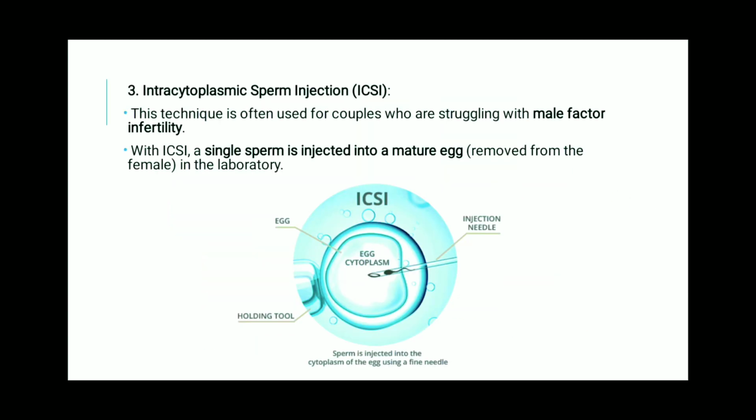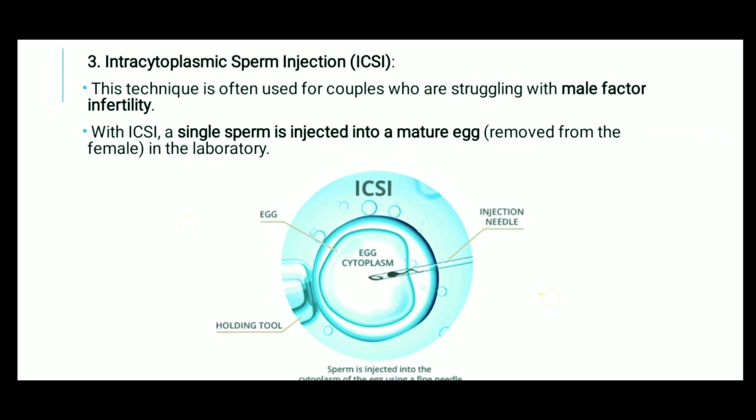Now the third technique, which can be termed as intracytoplasmic sperm injection, or ICSI. This technique is often used for couples who are struggling with male factor infertility. With ICSI, a single sperm is injected into the mature egg, which is removed from the female, in laboratory conditions.